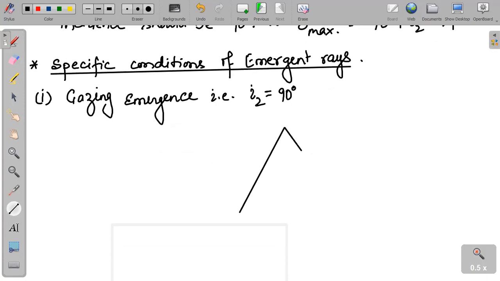ठीक है. So let us say we have this prism. On the first phase, we have angle of incidence as this, or incident ray is coming like this. There will be this normal.